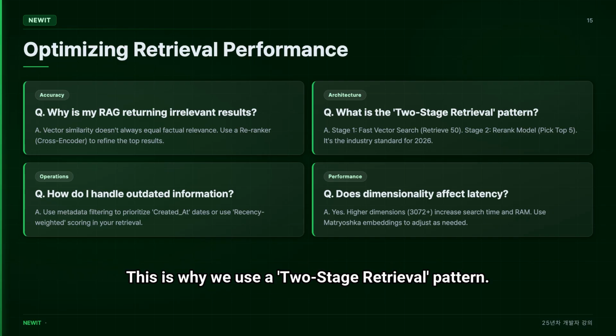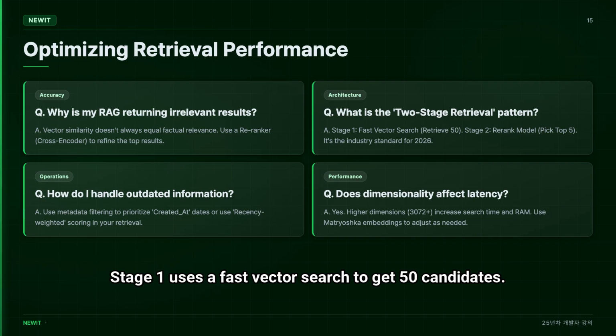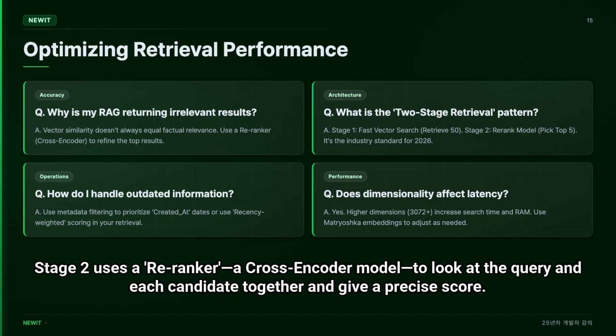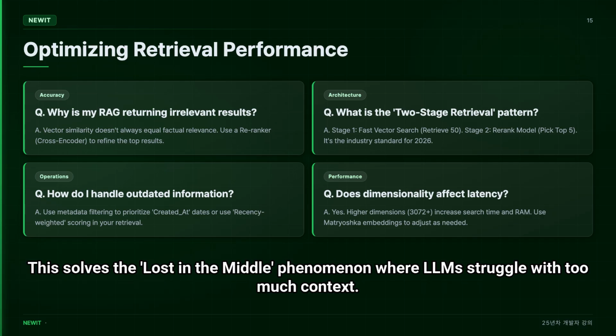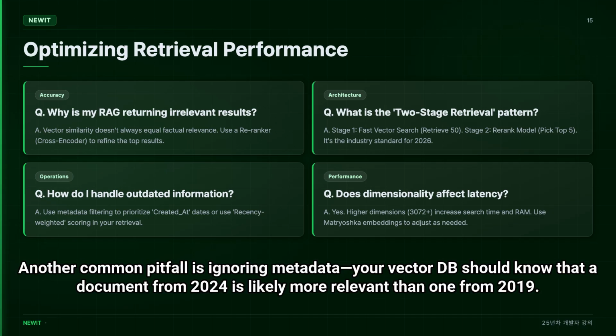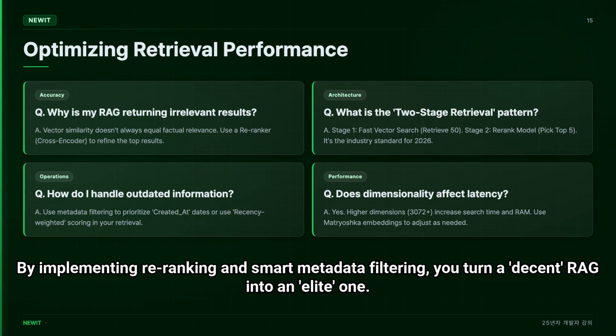This is why we use a 2-stage retrieval pattern. Stage 1 uses a fast vector search to get 50 candidates. Stage 2 uses a ranker cross-encoder model to look at the query and each candidate together and give a precise score. This solves the lost in the middle phenomenon where LLMs struggle with too much context. And another pitfall is ignoring metadata. Your vector DB should know that a document from 2024 is likely more relevant than one from 2019. By implementing re-ranking and smart metadata filtering, you turn a decent RAG into an elite one.